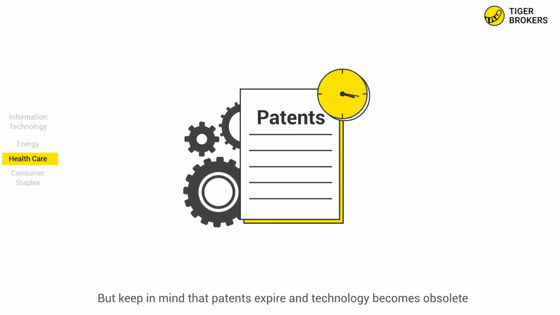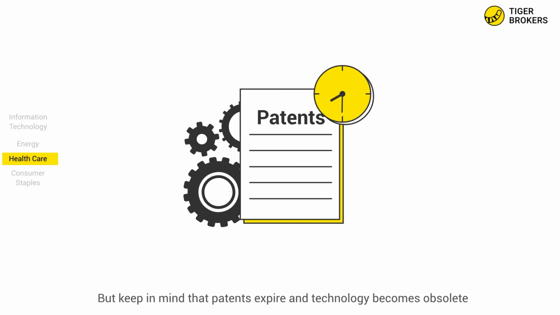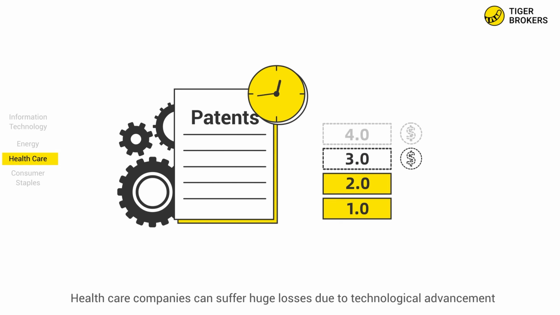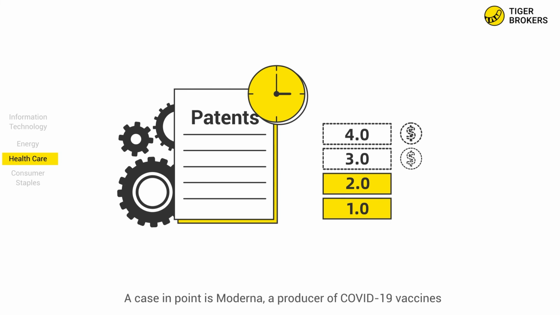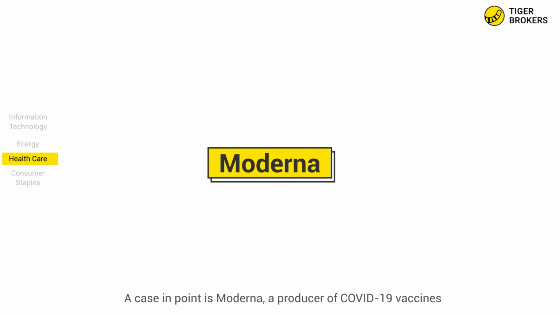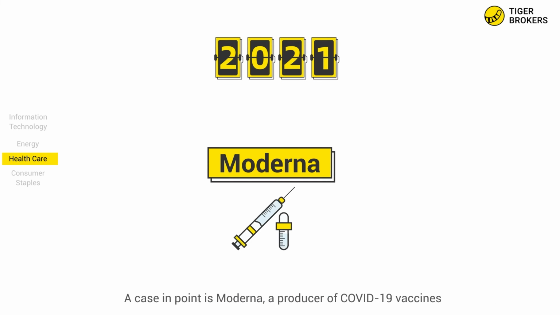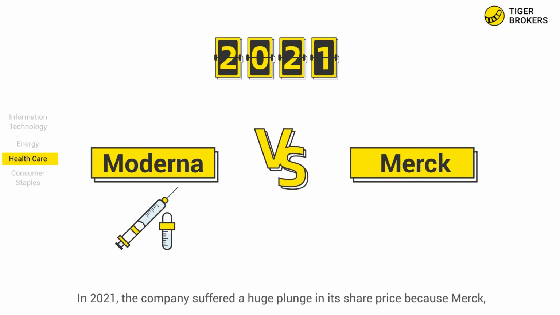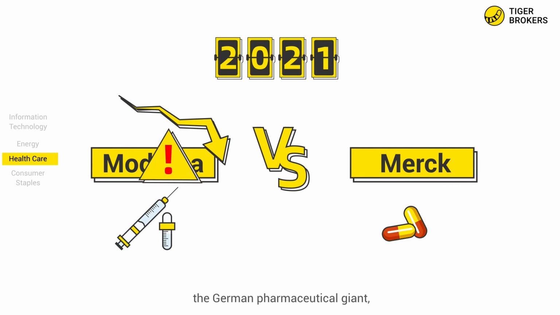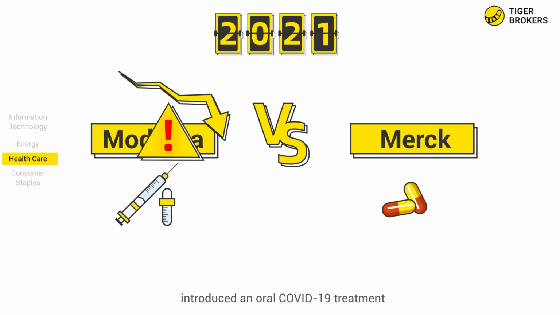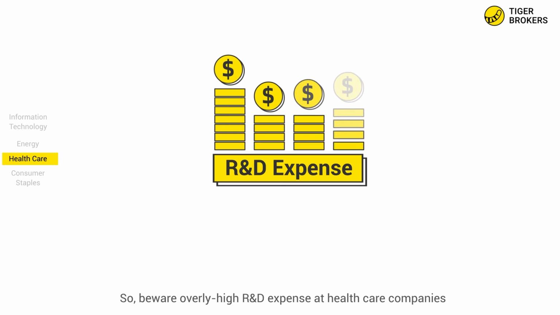But keep in mind that patents expire and technology becomes obsolete. Healthcare companies can suffer huge losses due to technological advancement. A case in point is Moderna, a producer of COVID-19 vaccines. In 2021, the company suffered a huge plunge in its share price because Merck, the German pharmaceutical giant, introduced an oral COVID-19 treatment. So, beware of overly high R&D expense at healthcare companies.